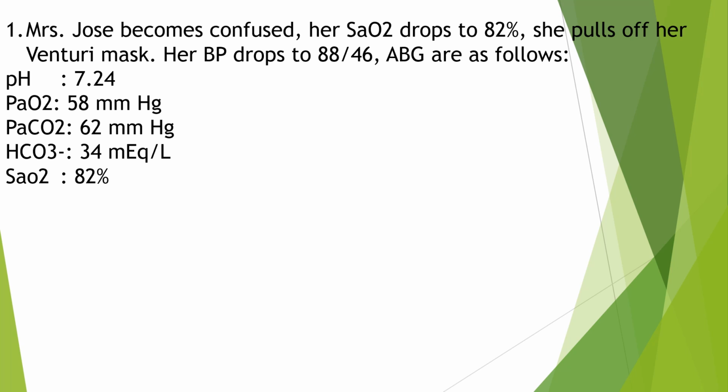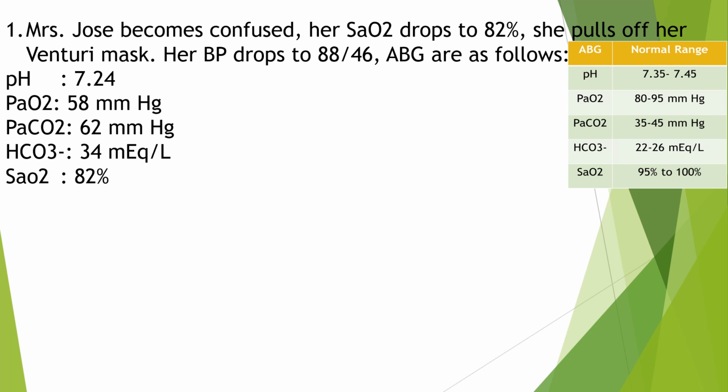So this is a case scenario which shows the patient is confused. The patient was on Venturi mask but the patient has pulled it off. The saturation is dropping down. The BP is also dropping down. When you see the ABG values, you need to think about the normal values. You can find out the pH is lowered, partial pressure of oxygen is lowered, partial pressure of carbon dioxide is increased, bicarbonate level increased, and saturation is decreased. So all the normal values are absent.